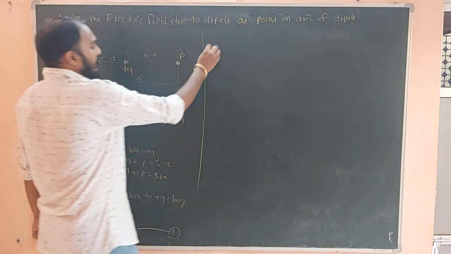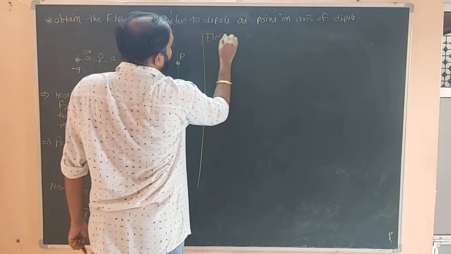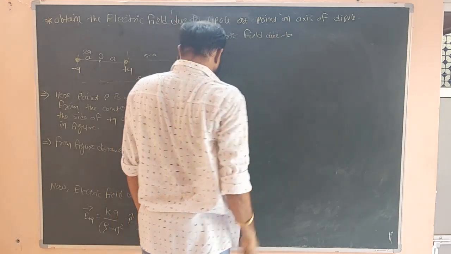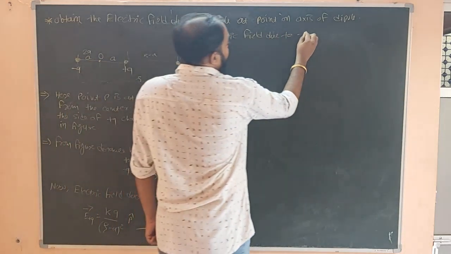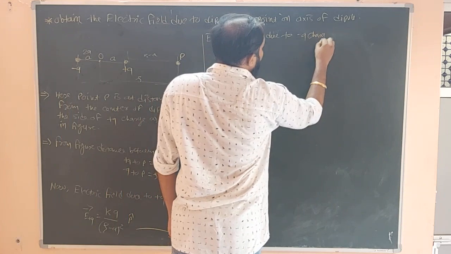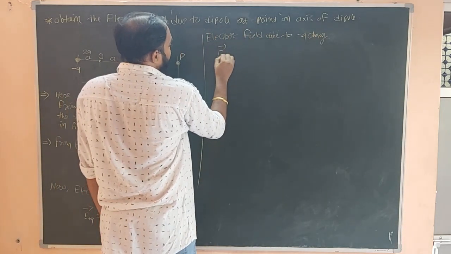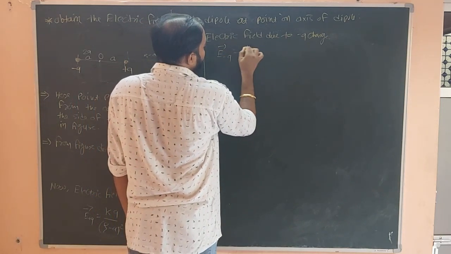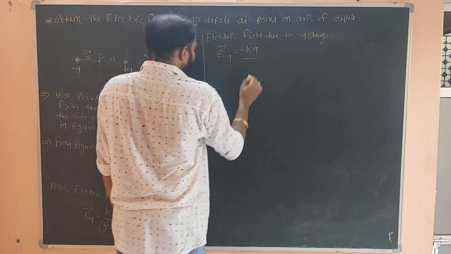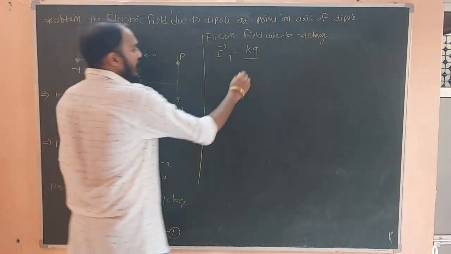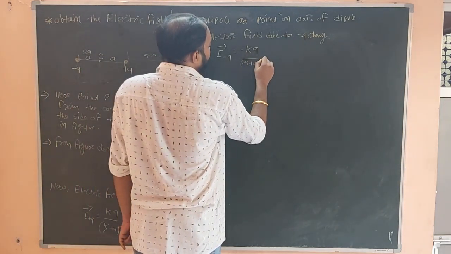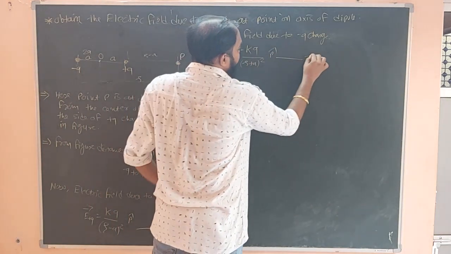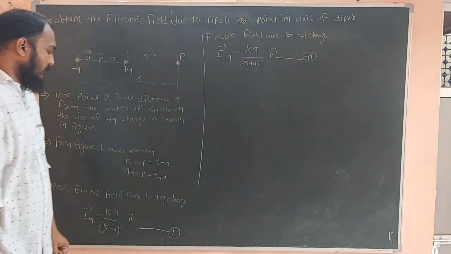Now, the electric field due to minus Q charge, so E minus Q is equal to K into minus Q by R square. What is R square? (R plus A) whole square, or power 2, into p caret. Equation 2.